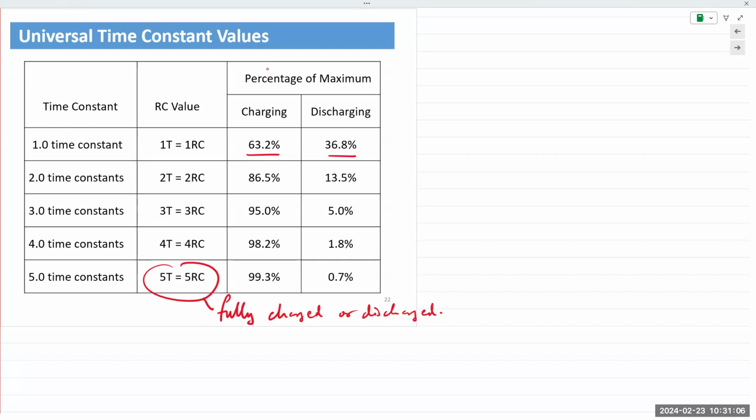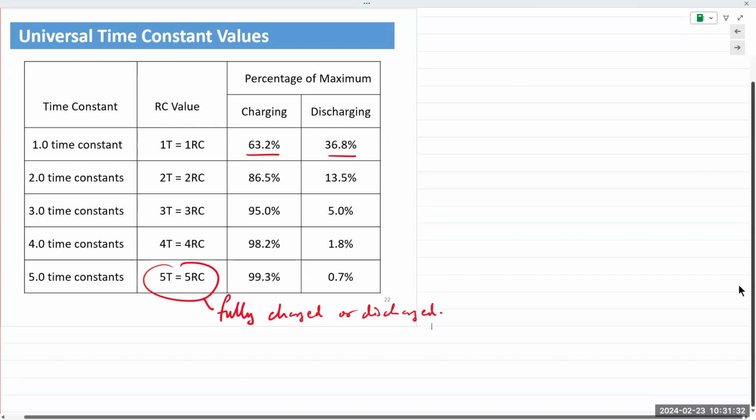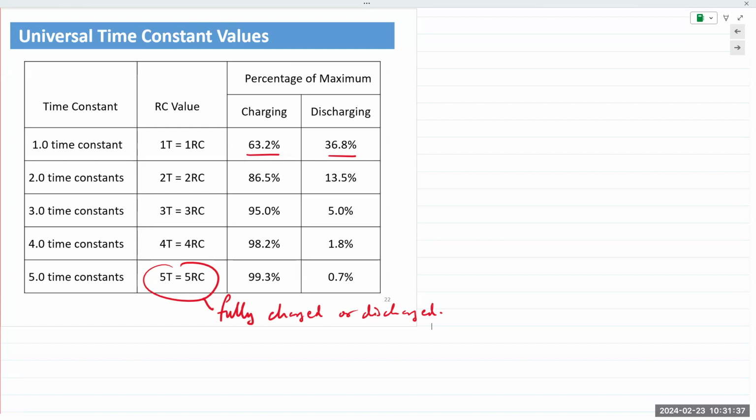Okay, make sense? All right, 10-second pause. Let me know if you have any questions about anything we have done so far. No questions? Shall we move on to the examples? Yep. All right.